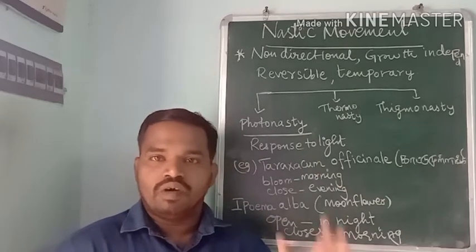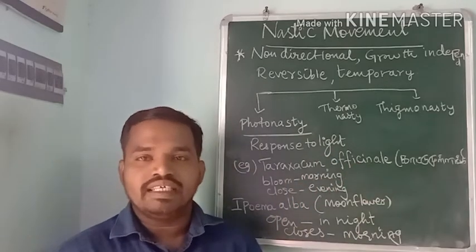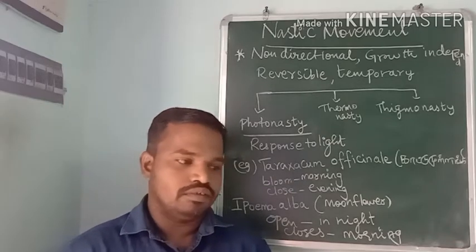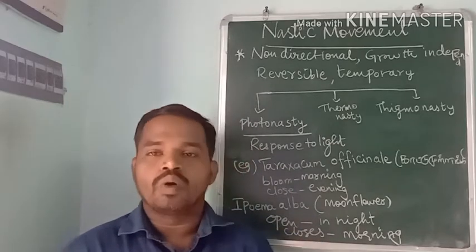Clear? So what is the second nature of the Nastic movement? They are growth independent, whereas in tropism they are growth dependent.